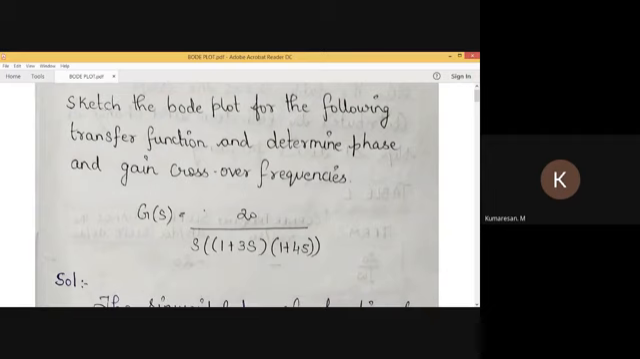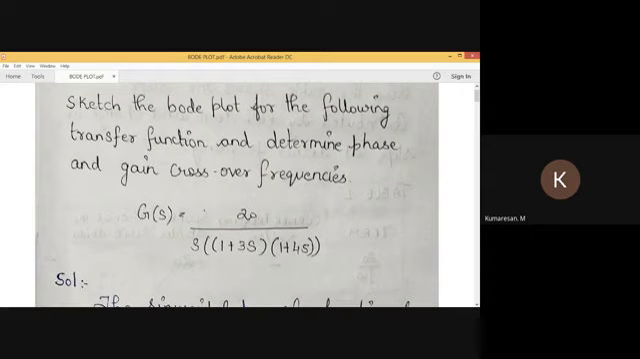Now the given problem: sketch the Bode plot for the following transfer function and determine the phase and gain crossover frequencies. First, we are going to draw the Bode plot by using the semi-log sheet, and we are going to find out the phase and gain crossover frequency.